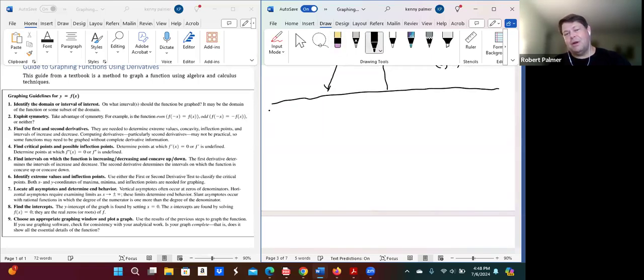Let's do one with a little bit different characteristics. Number 2, this time our f of x is going to be 3x over x squared minus 1. Okay. Now, once again, we're not putting any restrictions on the domain. It could potentially be all real numbers.